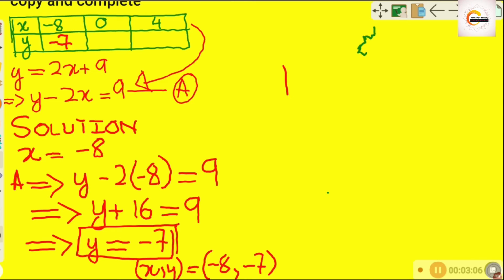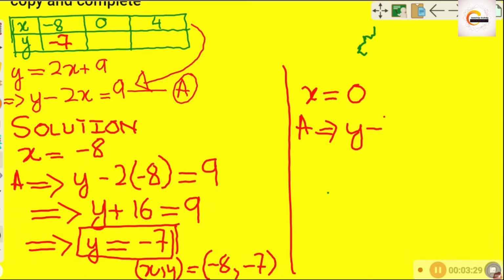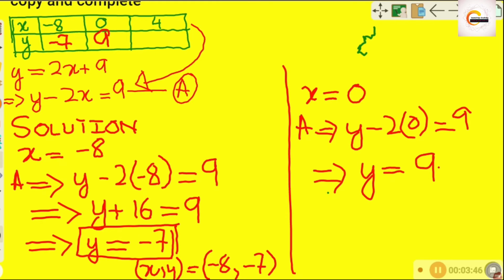Now if the value of x is 0, equation A will be y minus 2 into 0 equals 9. So 2 multiplied by 0 will be 0. Then y equals 9.